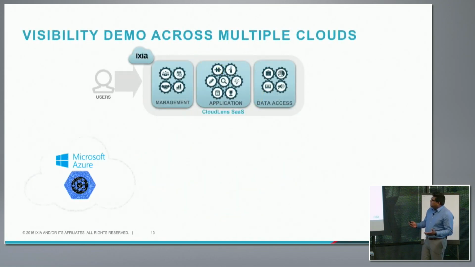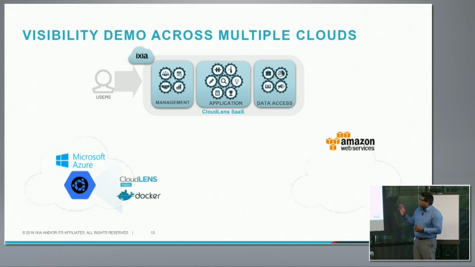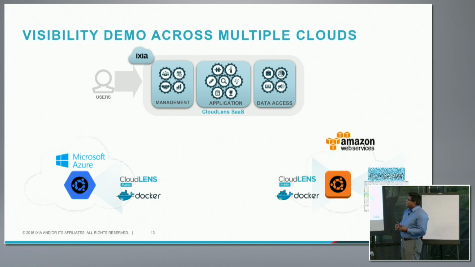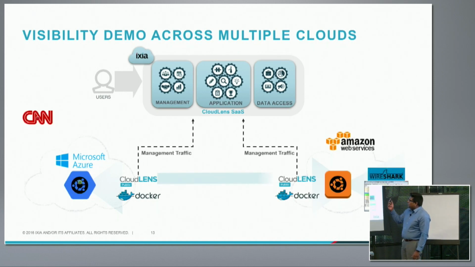So let me walk through a short demo of how our product works live. What I'm going to do is log into our SaaS portal. I'm going to launch our containers in Azure, and I'm going to show pingcnn.com, and I'm going to show the same traffic coming across into our tool, which is running in Amazon Web Services. Basically, it's a Wireshark tool. I'm going to show the packet data that goes in and out of CNN coming onto our Wireshark tool.